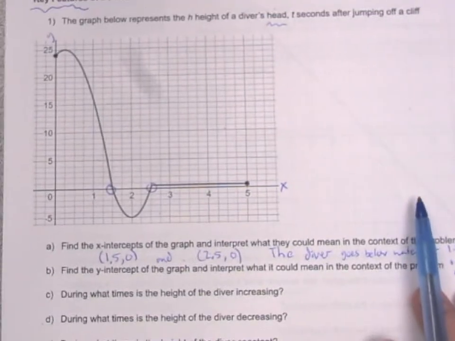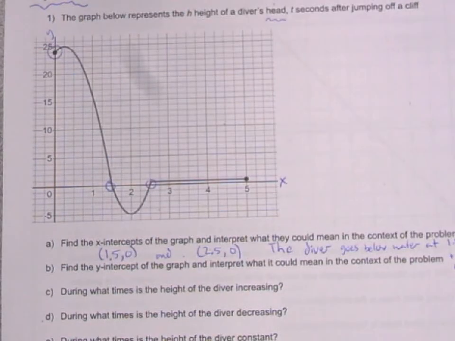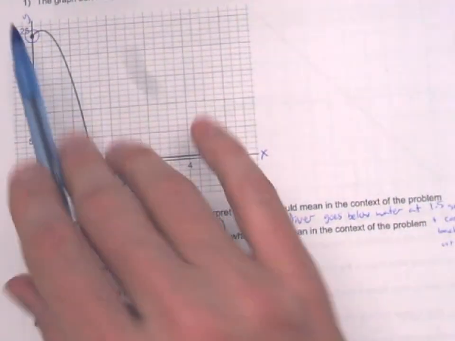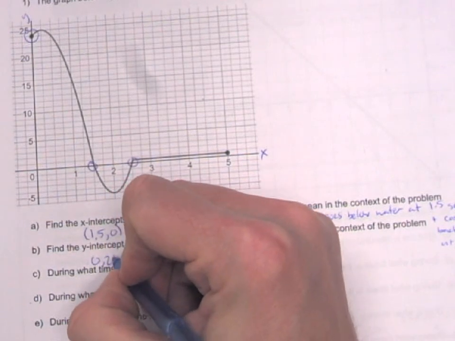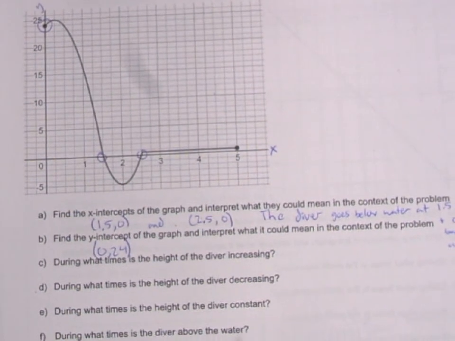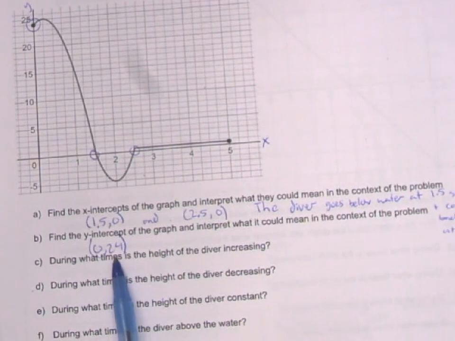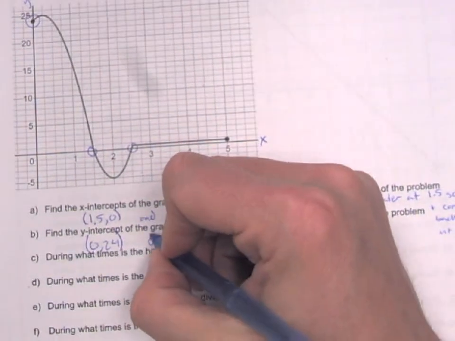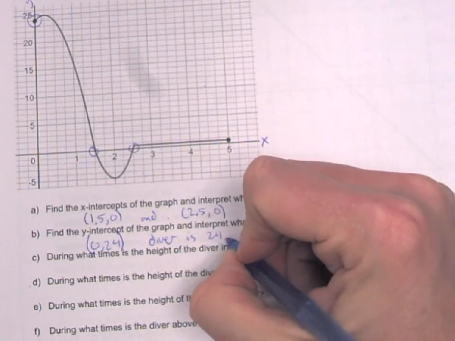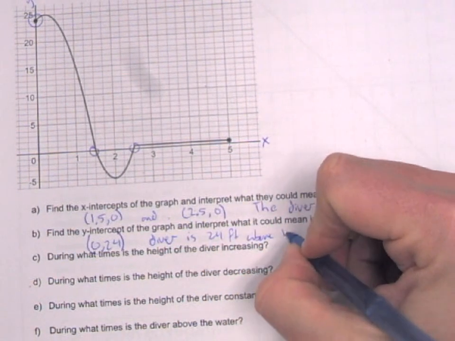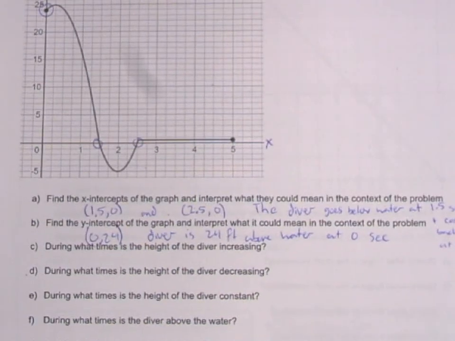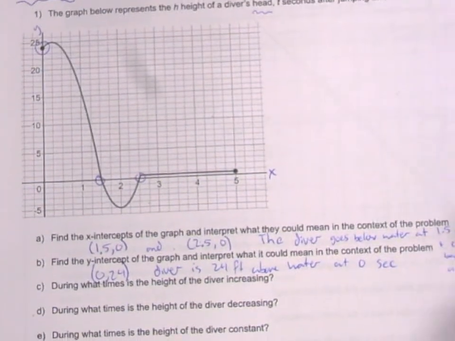Those are the x-intercepts. Now here's the y-intercept, where the graph crosses the y-axis. In this case it's really more the h-axis, the height axis. This coordinate right here would be 0, 24. So the diver is 24 feet above the water at 0 time. And we're talking about his head, so his head is 24 feet above the water. So we'll say diver is 24 feet above the water at 0 seconds. We have to measure from somewhere, so that's why we're going to measure from his head.